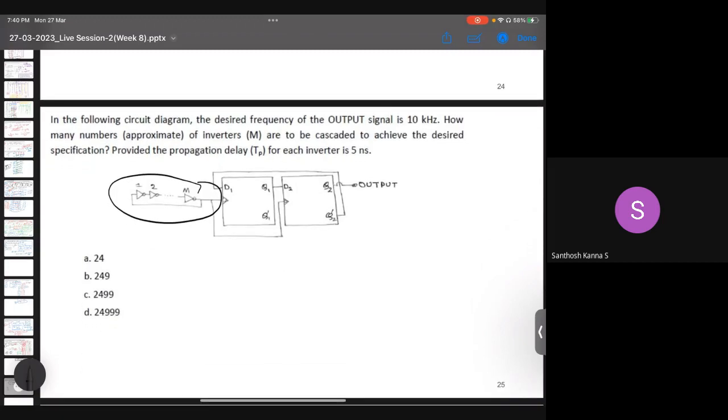The question says that the desired output frequency is 10 kilohertz. How many flip-flops are required to cascade? And the propagation delay is given as 5 nanoseconds. There is one trick in this question: it is two flip-flops. You know that in every flip-flop, the frequency gets halved. I hope you know this. Is it clear to you?